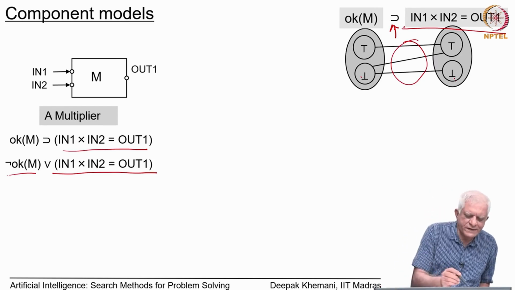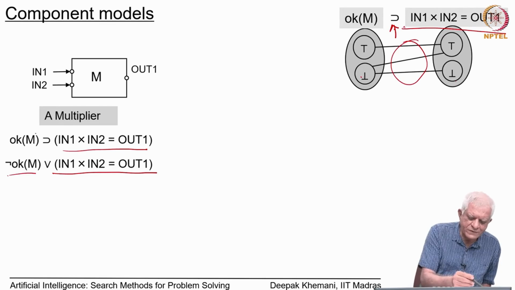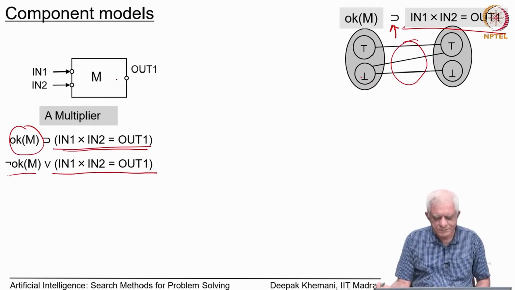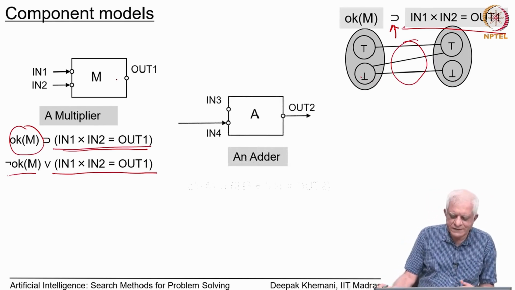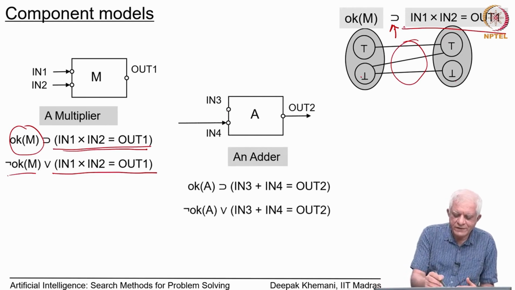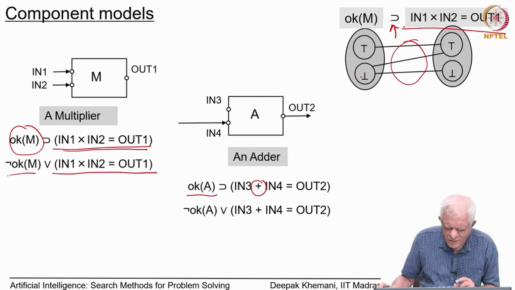So, essentially what are we saying here? We are saying that if the multiplier is okay, then the output is related to the input as a product of the inputs. In a similar fashion we can describe an adder: an adder is okay if the two inputs add up to the output. So, the relation is add here. It is contingent on the fact that the component is okay.